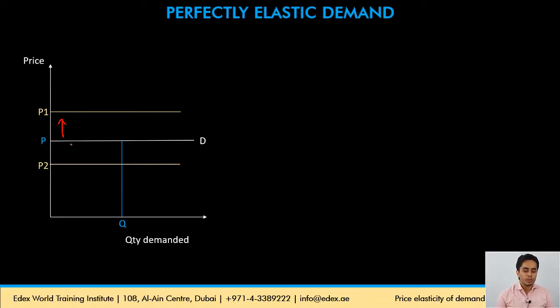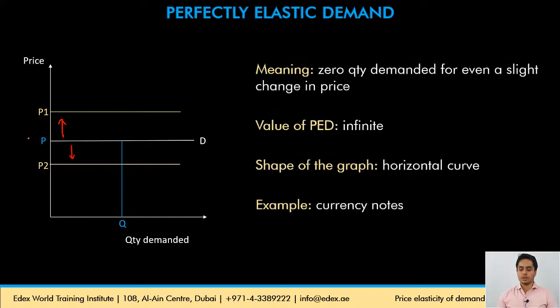Now another question, what if the producer starts charging lower prices? If the producer decreases the price from P to P2, see, for such products, the profit margin is anyways very low. No producer would be willing to accept a price lower than P, because the moment they charge lower than the price P, they will start making losses and they're not interested in selling to the consumer anyway. So the producers in such a market will always be charging price P and consumers would be willing to buy any quantity at that price. So zero quantity demanded for even a slight change in price.